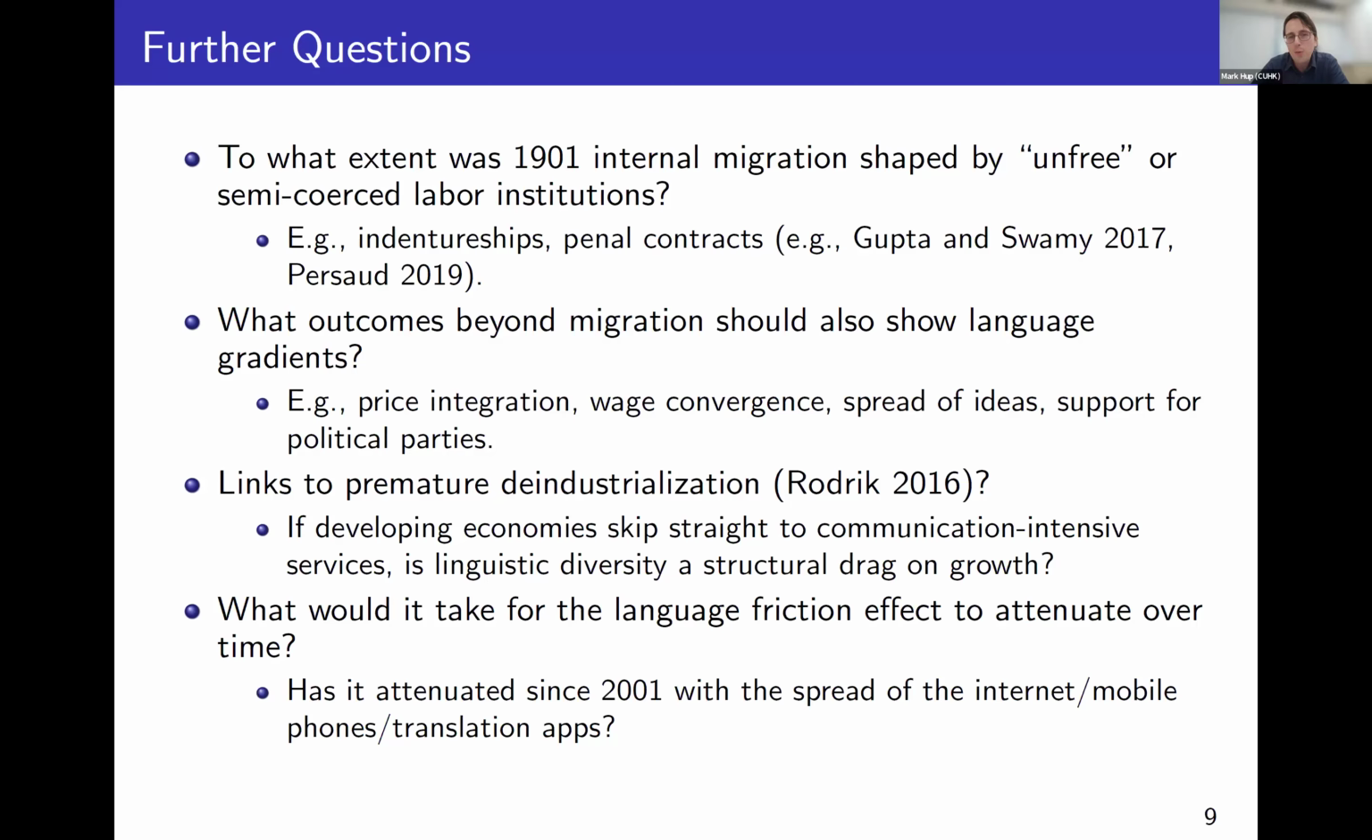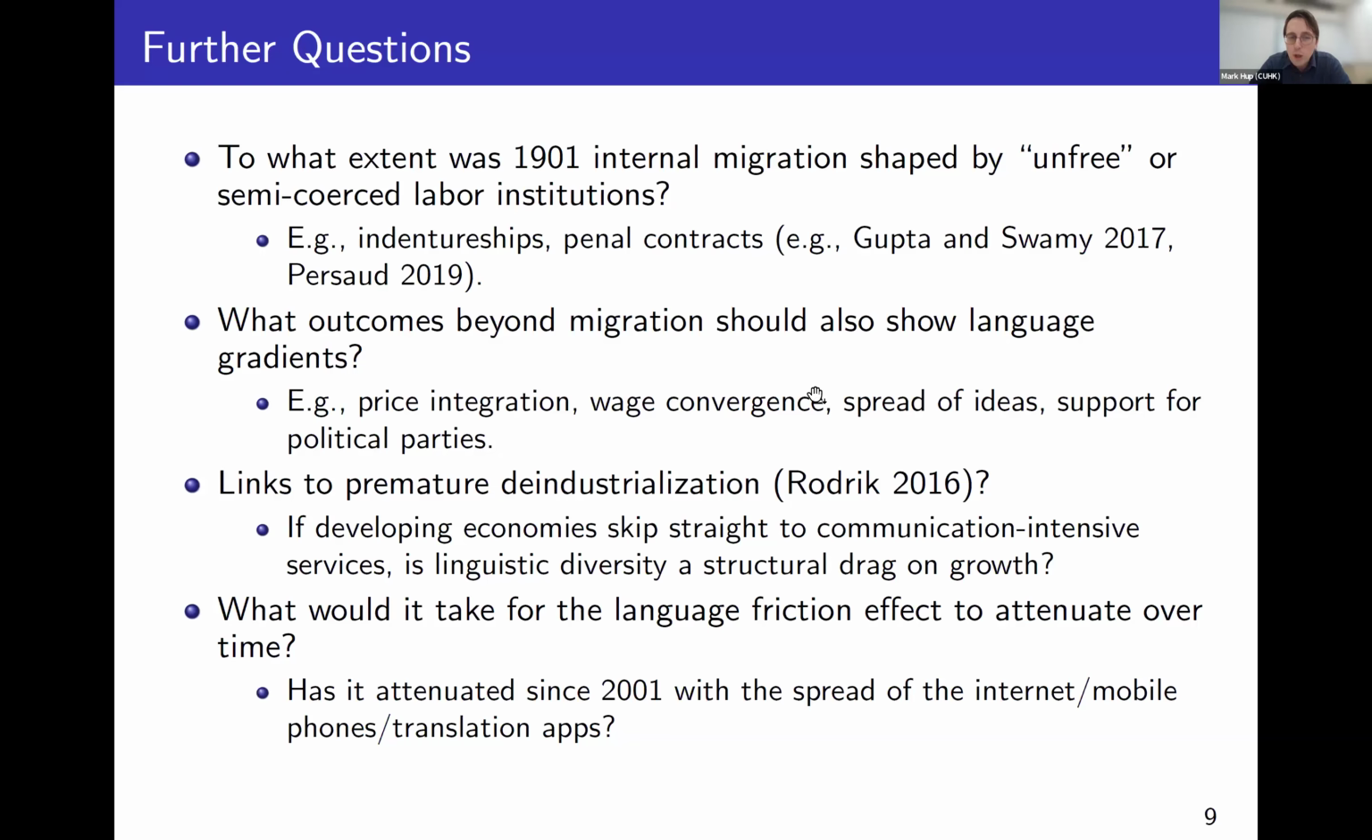And related to that, then we can ask, well, what would it take for the language friction effect to actually attenuate over time? So the authors find it doesn't attenuate over time from 1901 and comparing it to 2001. But that then leads us to ask, well, it's important, so how could we shrink it? And has it perhaps shrunk in the, let's say, the 25 years that have happened since the 2001 data, with the spread of the internet and the mobile phones and translation apps that make communication perhaps easier?